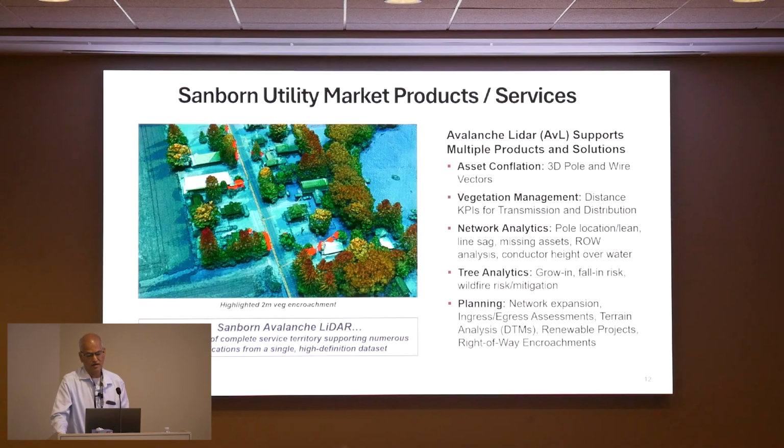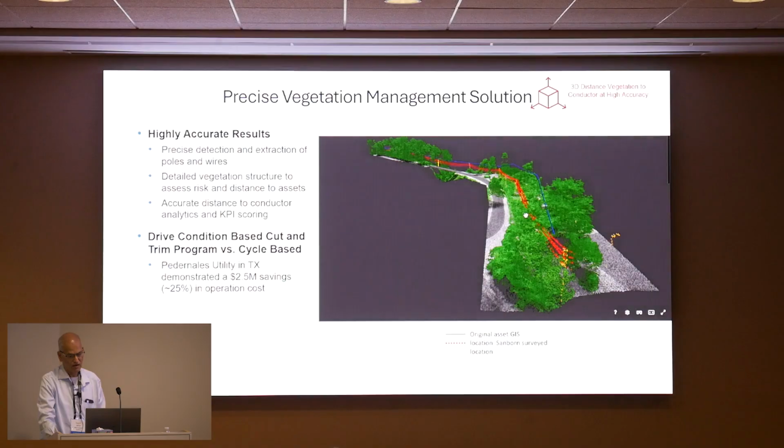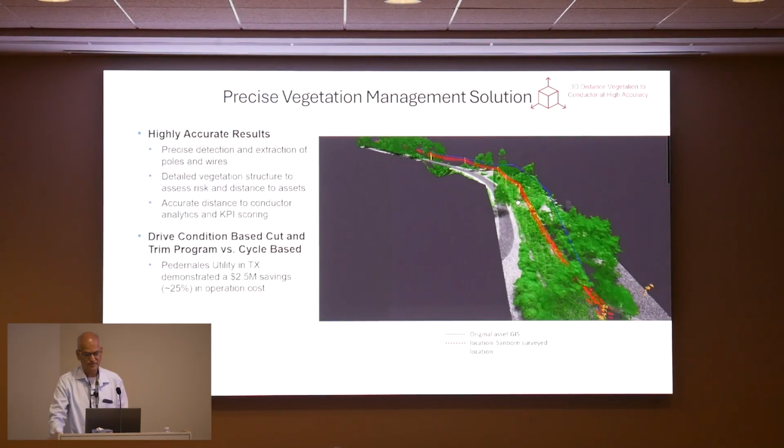It used to be based on a period, but now people are thinking about condition-based rather than time-based. Earlier it used to be 2 years or 3 years, but now it is based on the condition, because even if you are able to push it by 1 year, you will be saving a lot of money on the trimming exercise itself. So there is plenty we can do with Avalanche LiDAR. The most important thing is 3D pole and wire vectors. That's a core area for utilities. And then obviously vegetation management, and then you can do network analysis, tree analytics, and so on and so forth. This is the sort of graphic it shows you.